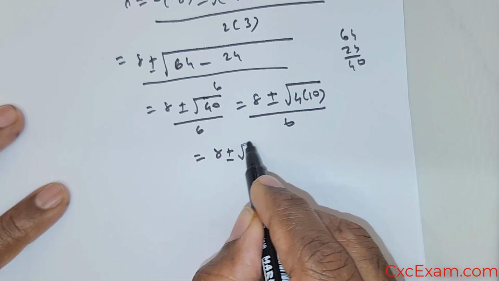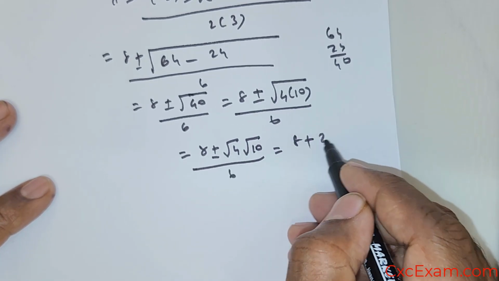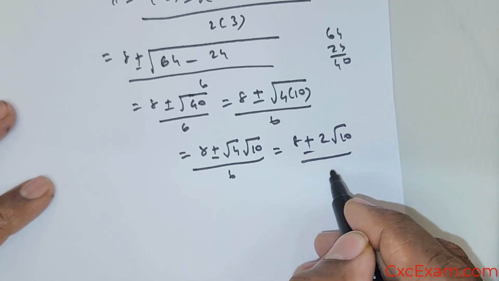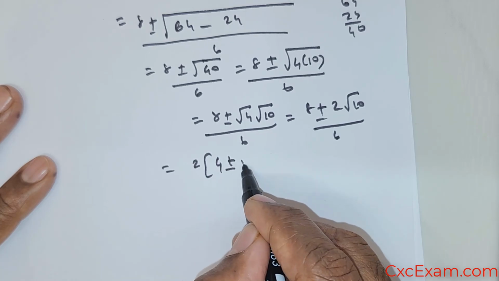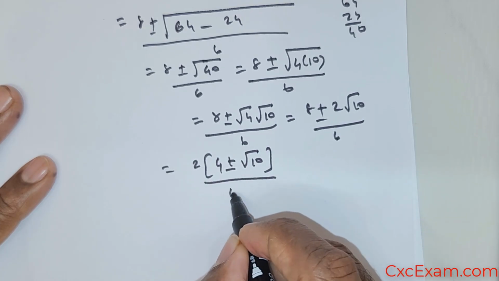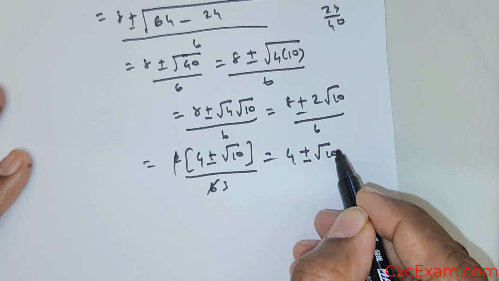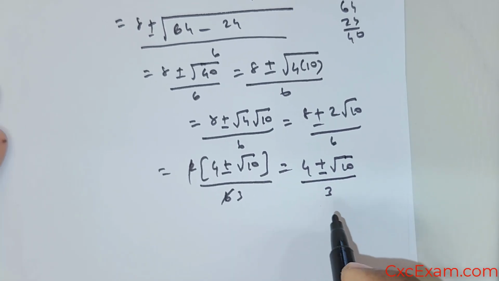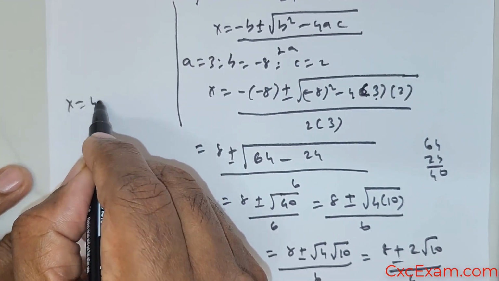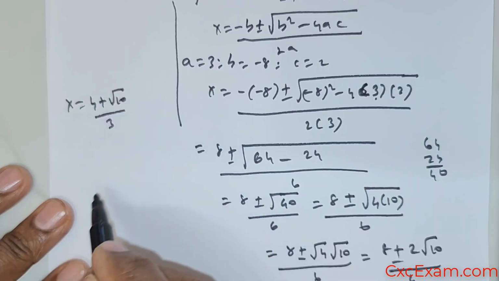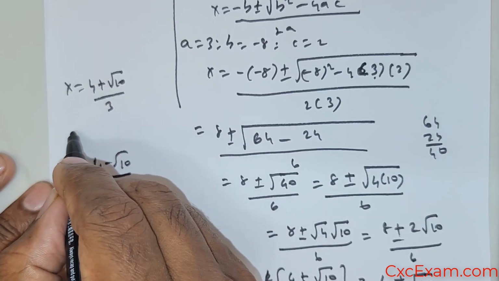This can be rewritten as 8 plus or minus root of 4 times the root of 10 divided by 6, which is 8 plus or minus square root of 4 is 2 times the root of 10 divided by 6. Now I can take 2 out, that would give me 4 plus or minus root of 10 divided by 6. 2 divides here 3 times, so you have 4 plus or minus root of 10 divided by 3. Now they want us to actually get the values. So for that, x is equal to 4 positive root of 10 divided by 3 will be one value. X is equal to 4 negative root of 10 divided by 3 will be one other value.